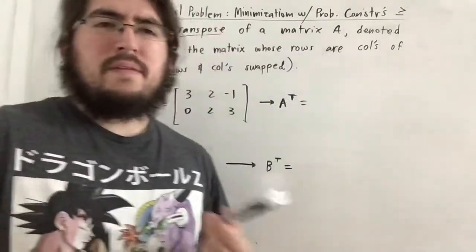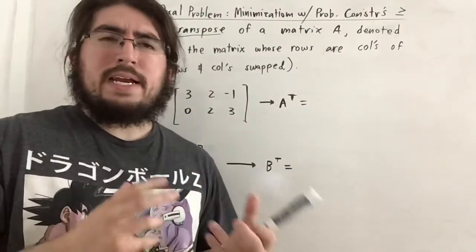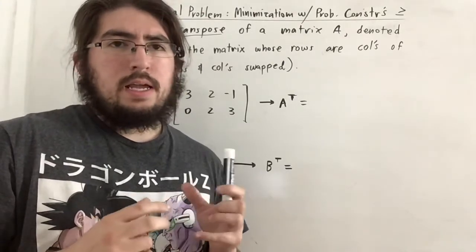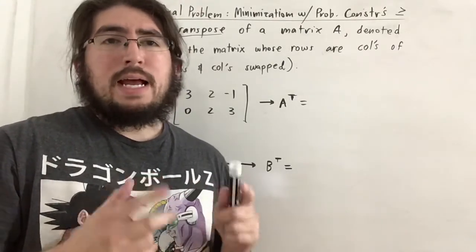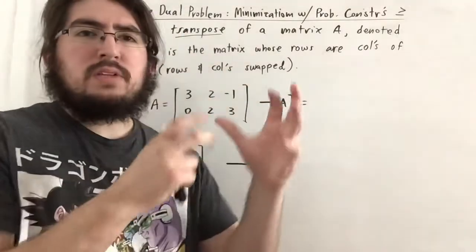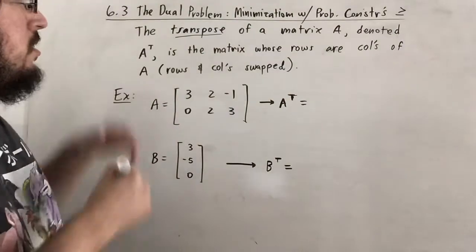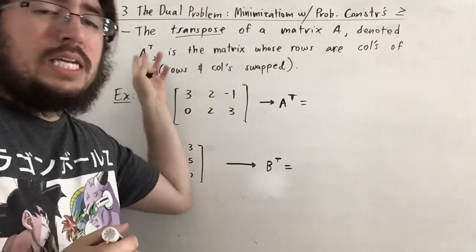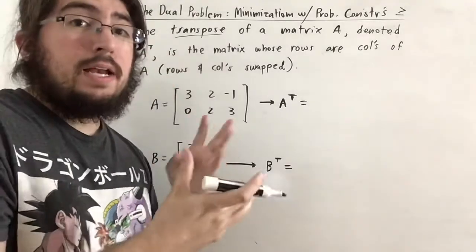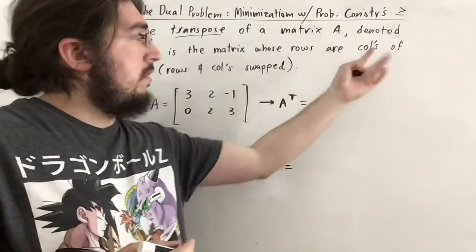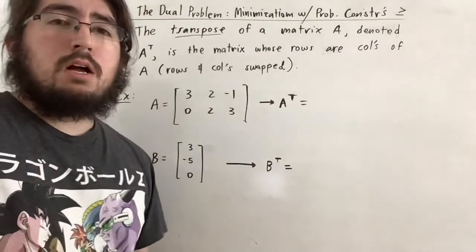If you look back at the previous example and try to find some pattern and connection between the two problems, there actually is a pretty simple pattern, and it has to do with what is called the transpose of a matrix. Basically, we're just shifting things. So here I say the transpose of a matrix A is denoted A to the T. So A to the T is read A transpose. And this is the matrix whose rows are the columns of A. In other words, the rows and columns are swapped.